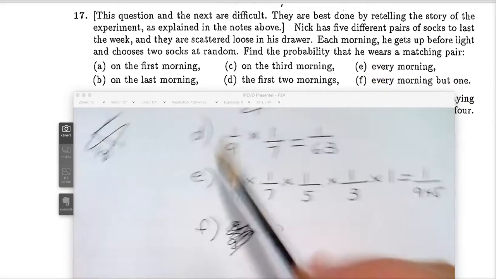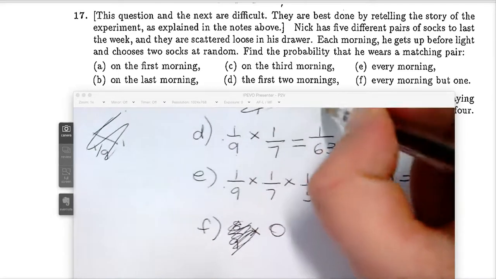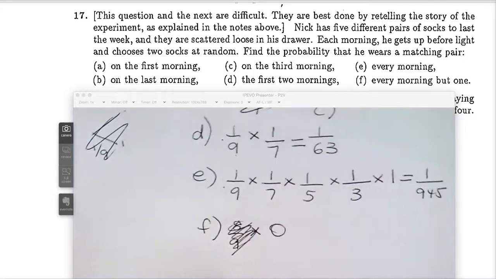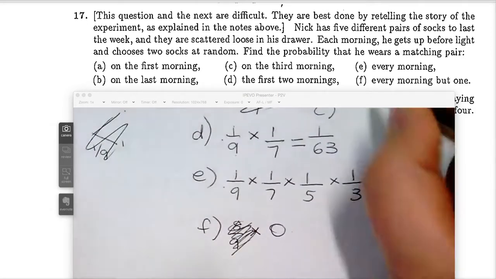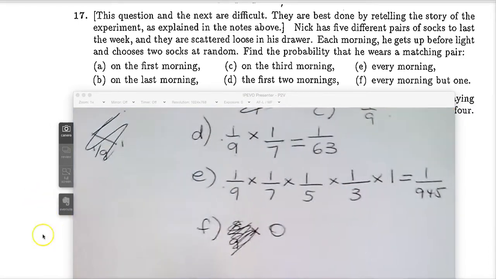So girls, for B and C, I think you're just looking at those probabilities without even regarding the other days, I think. All right, so it's 1/9, 1/9. In other words, the probability that it matches any day is 1/9. But it seems a bit strange.